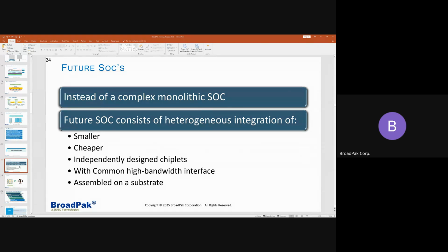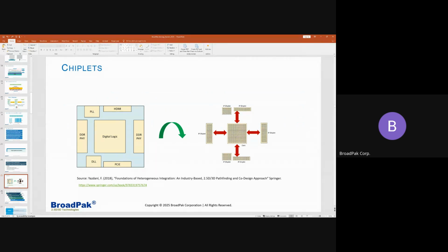So let me explain that in a figure that probably makes more sense. So this is how we do the dies right now. You got a logic, you got some PLL and some interface like HDMI, you got memory PHY, PCI, DLL. Again, you got some more memory interface, and this is your die. However, the chiplet, what it does, each of these things could be converted into a die by itself. And then we're going to put a high bandwidth connectivity between the components.